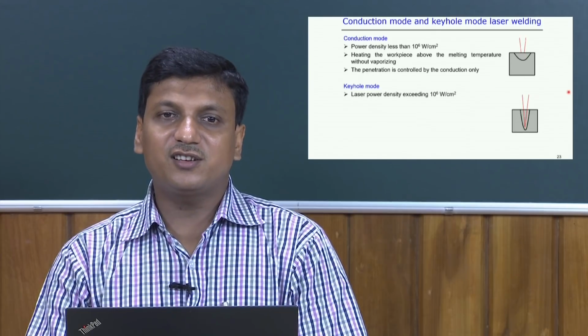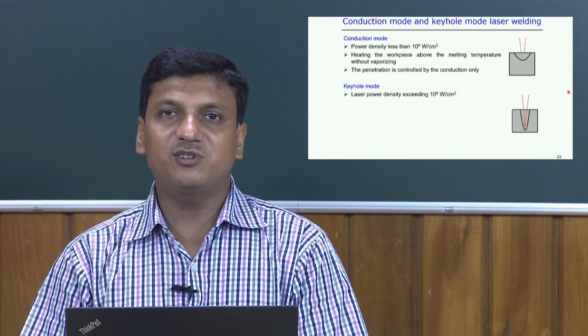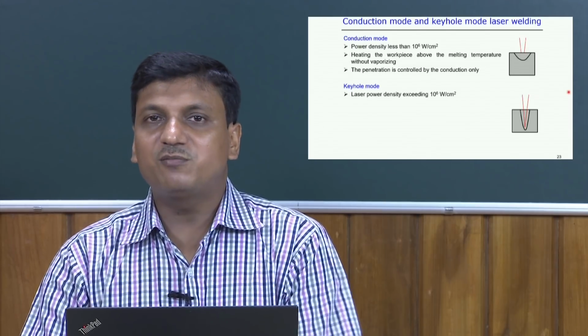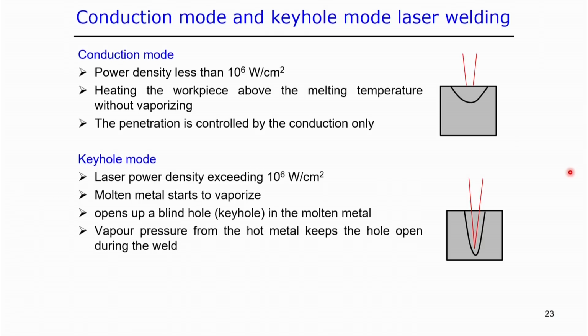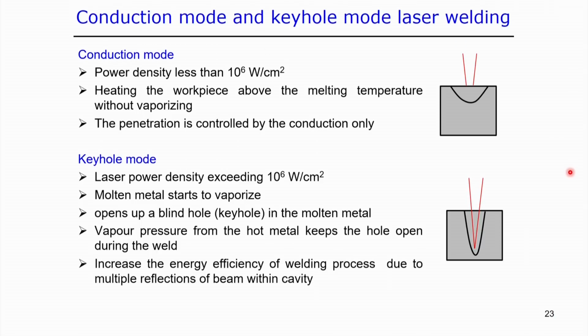But in keyhole mode, the laser power density exceeds 10 to the power 6 watt per centimeter square, and then it normally produces the keyhole. The molten metal starts to vaporize and forms a vapor domain there. That means a blind hole, called the keyhole, opens in the molten material, and the vapor pressure from the hot metal keeps the molten pool open during the welding process. Once the laser source moves away from that point, the cavity is filled by the molten pool, and afterwards it solidifies and gives the welded joint.